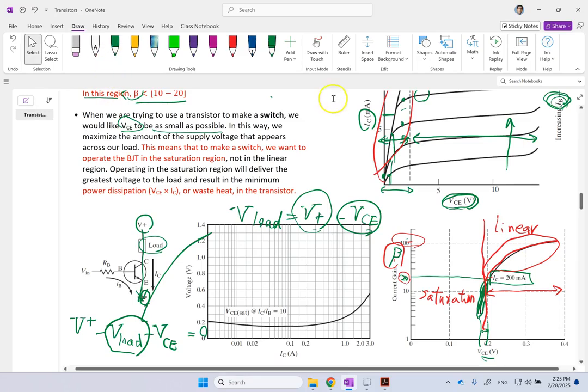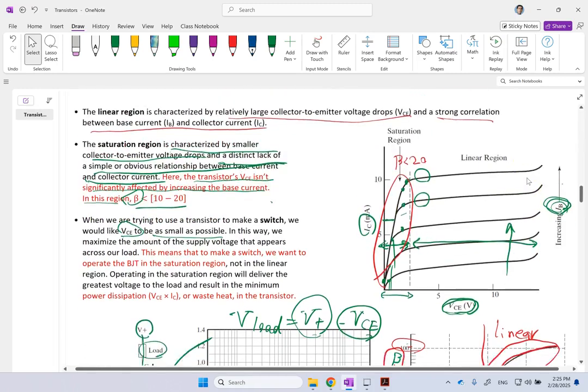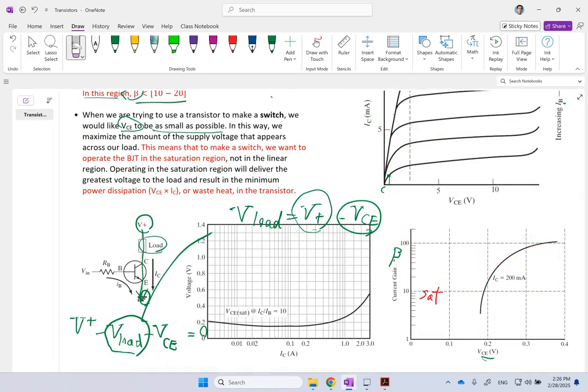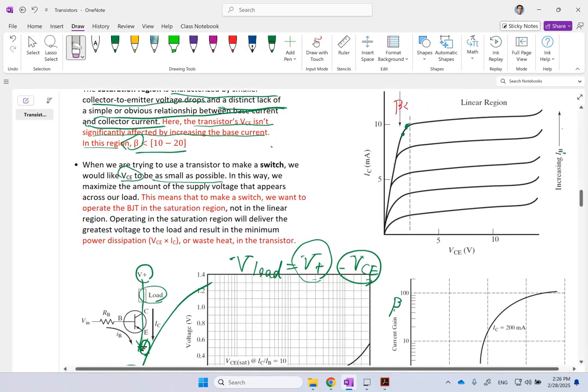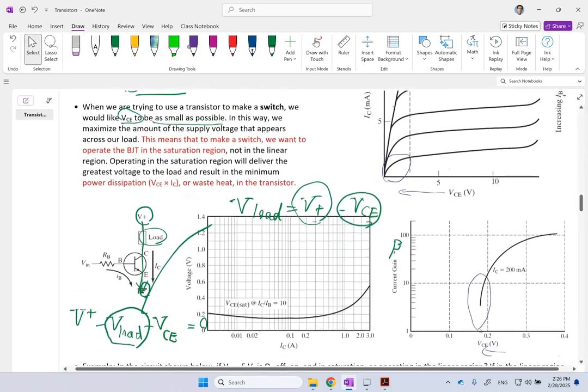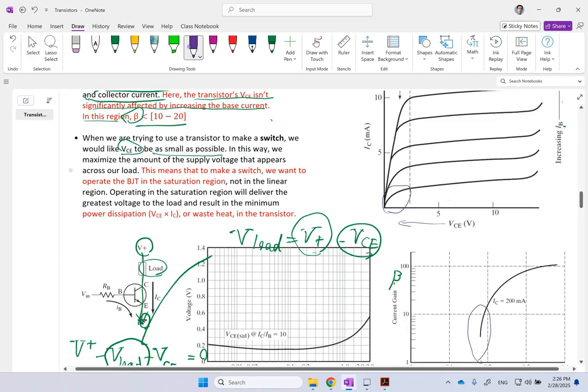And under what condition is your VCE the minimum? If you look at any of these two graphs, the top one or the bottom one, you clearly can see that the minimum of the VCE, the leftmost region, is the saturation region, right? The minimum VCE that you have is in the saturation region. So you want to operate in the saturation region, okay? So that is very important.